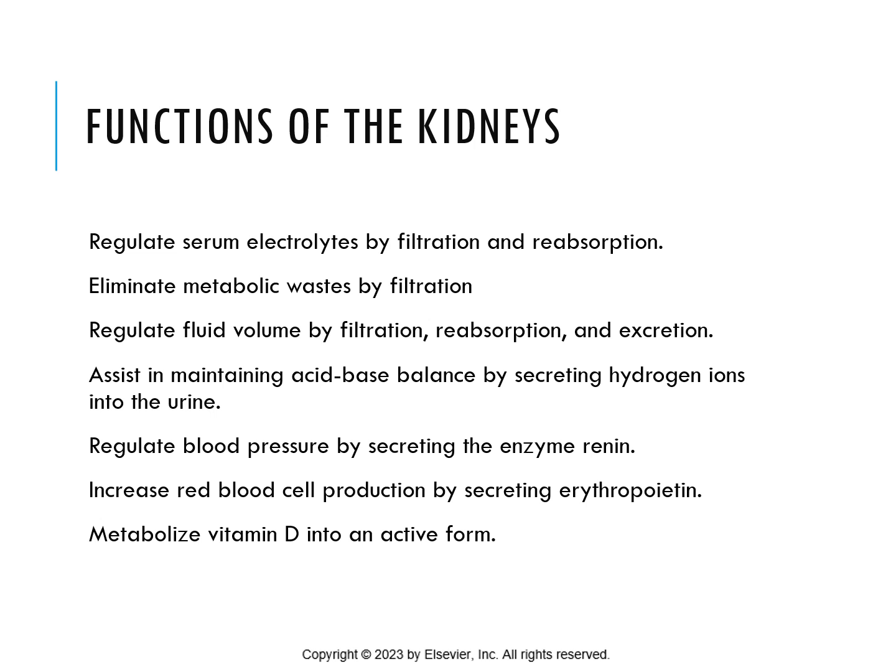The kidneys regulate serum electrolytes by filtration and reabsorption. The glomerular filtration rate, or GFR, is the amount of blood filtered by the glomeruli in a given time. An average GFR is about 125 milliliters per minute. The kidneys regulate fluid volume by filtration, reabsorption, and excretion. The kidneys assist in maintaining acid-base balance by secreting hydrogen ions into the urine.